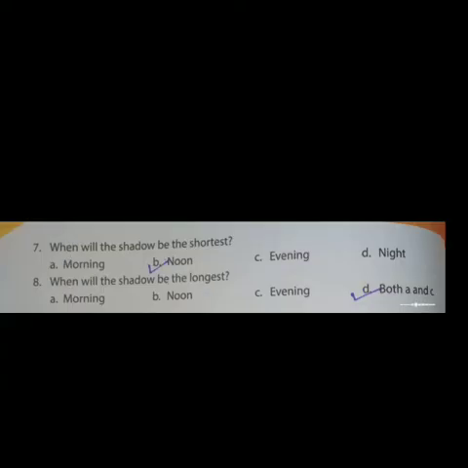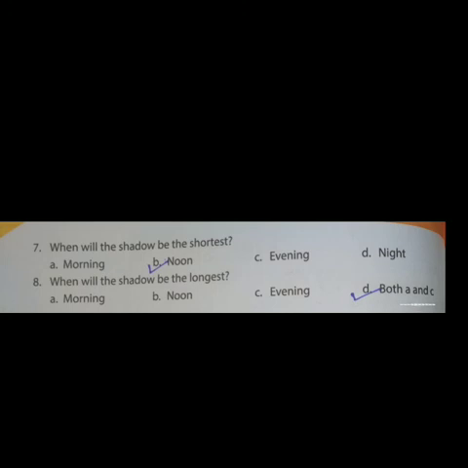Dear students, take page number 156. Seventh one, when will the shadow be the shortest? The options are A, morning, B, noon, C, evening, D, night. The answer is B, noon.